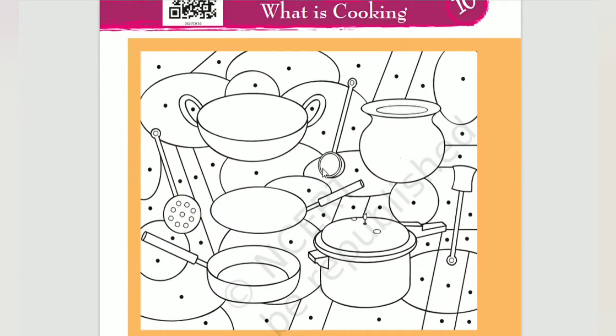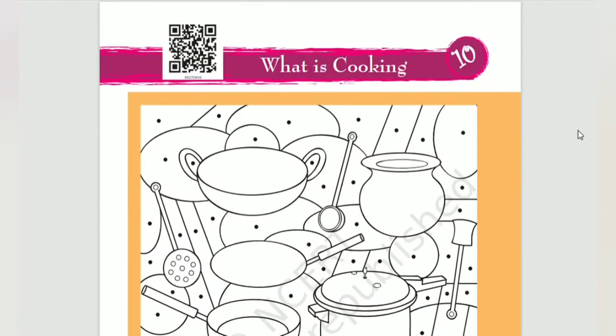Then the ladle. It is a saucepan. This curve shaped one is the saucepan. This one is the teaspoon. Then tawa, frying pan, pressure cooker, and spatula. After painting, we will get a clear picture of it.